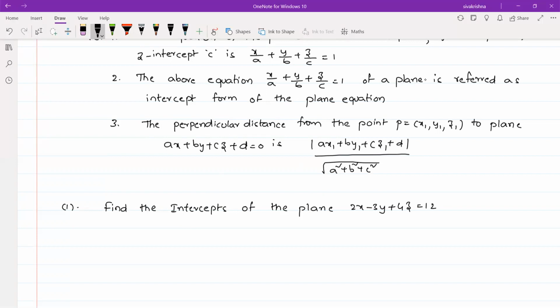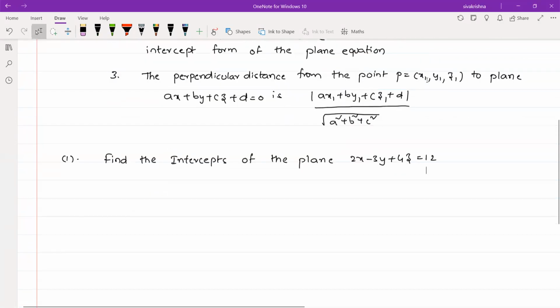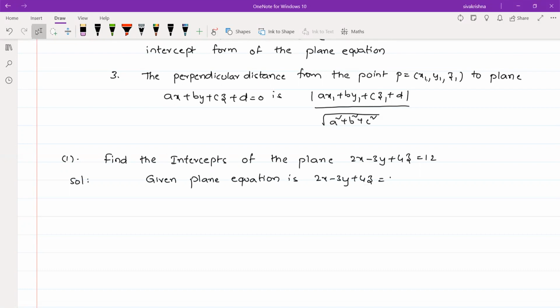And just now we discussed the equation of the plane in intercept form, which is of the form x by a plus y by b plus z by c is equal to 1. It means first we have to convert the given plane equation to the form x by a plus y by b plus z by c is equal to 1. So for that, I am coming to the solution. The given plane equation is 2x minus 3y plus 4z is equal to 12.